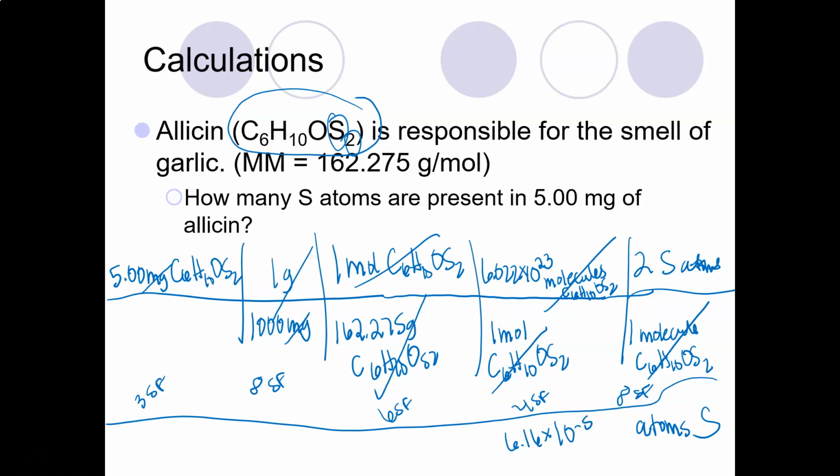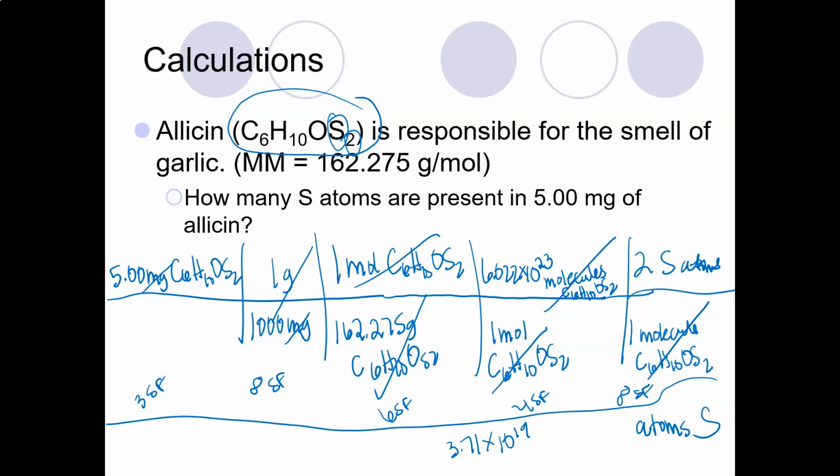Nope, that's wrong. That is not what I get. Hold on. My calculator and I are not friends right now. I get this. 3.71 times 10 to the 19th atoms of sulfur.